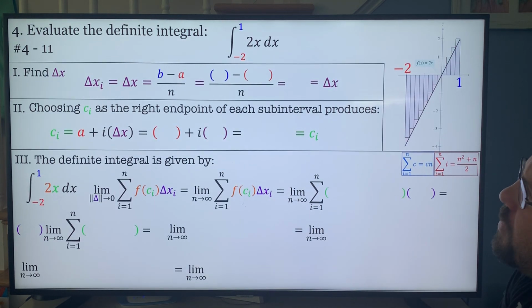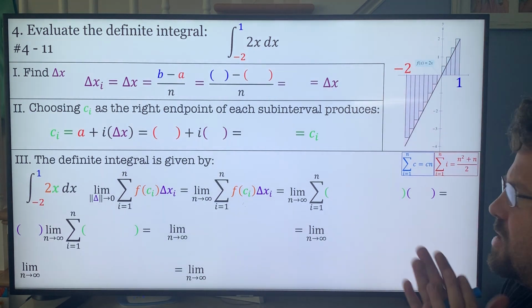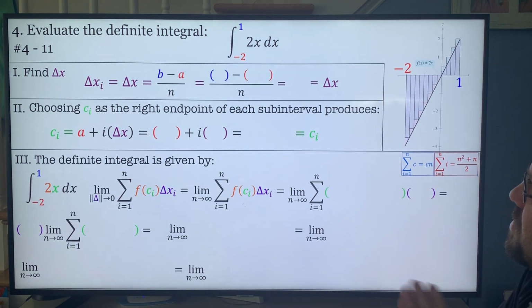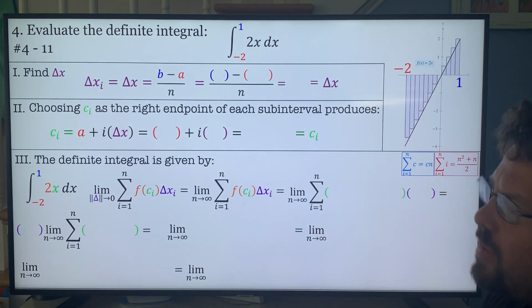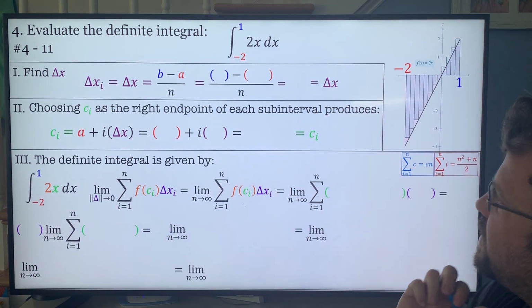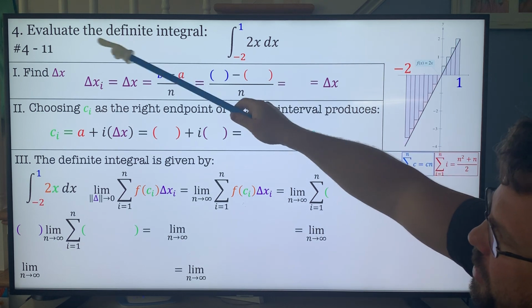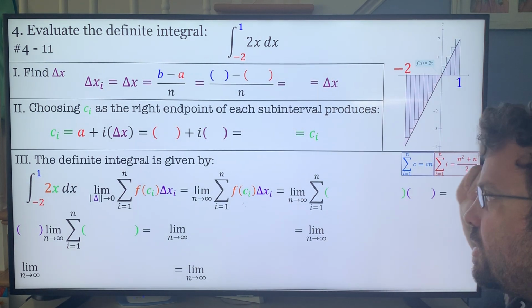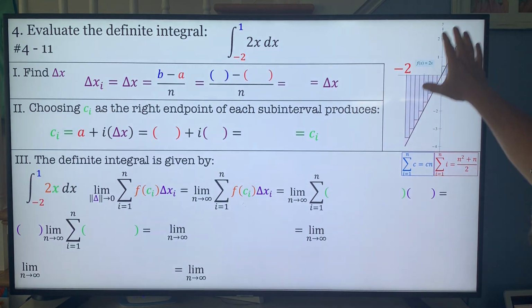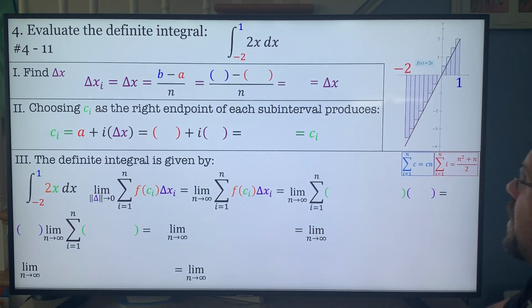Now for 4 through 11, we're going to evaluate the definite integral. And this is pretty much the core of today's lesson. Before, Riemann sums was a little warm-up. This is the core. Now we're not given our little hint of CI, so we have to find CI ourselves. So I made 3 simple steps, and we're going to use these steps to solve each one of these problems. And by the end of this, you guys will be excellent. I put a little graph here just to help you see what we're actually doing.